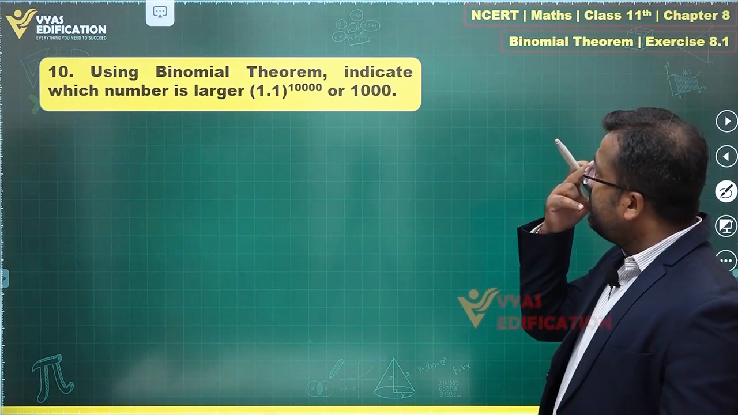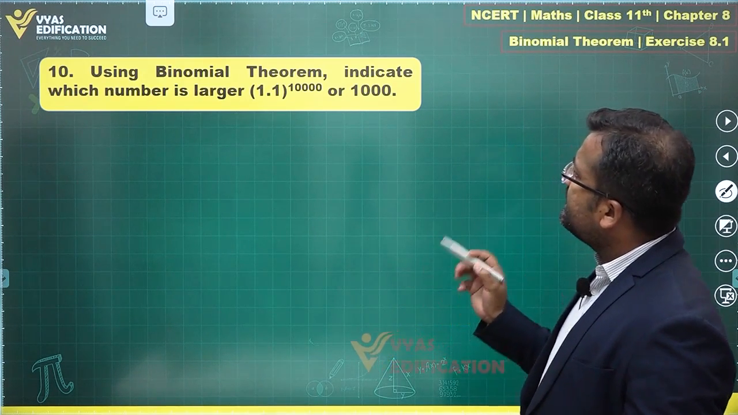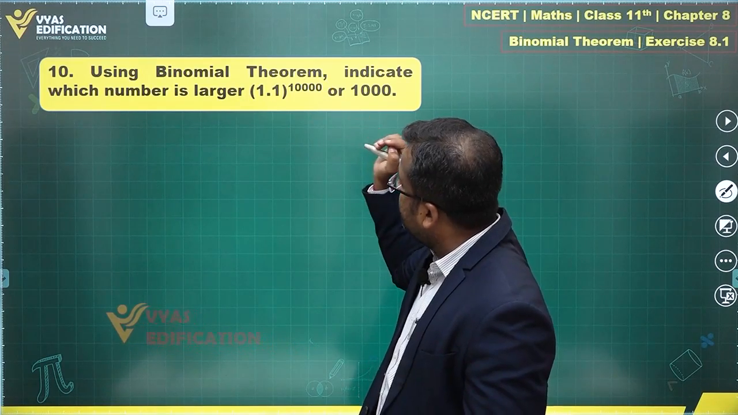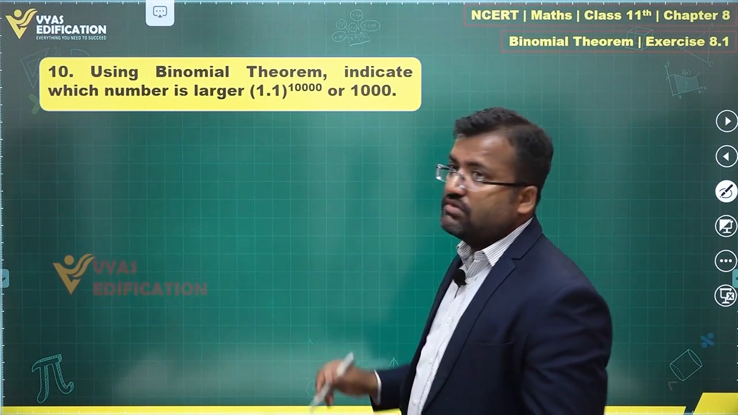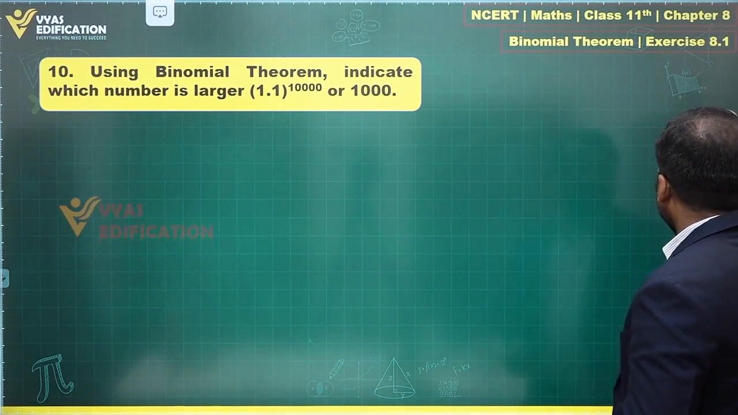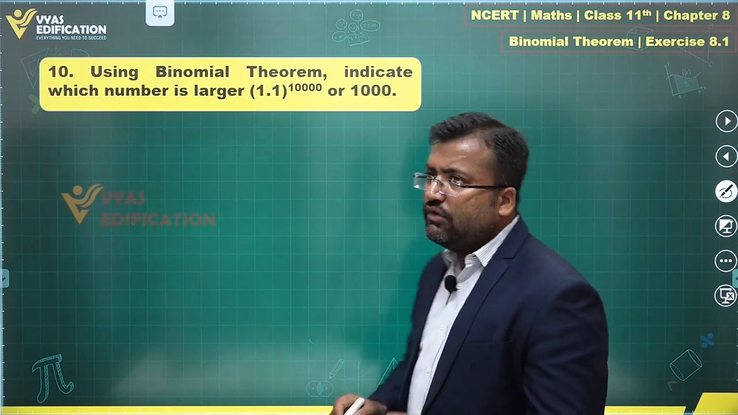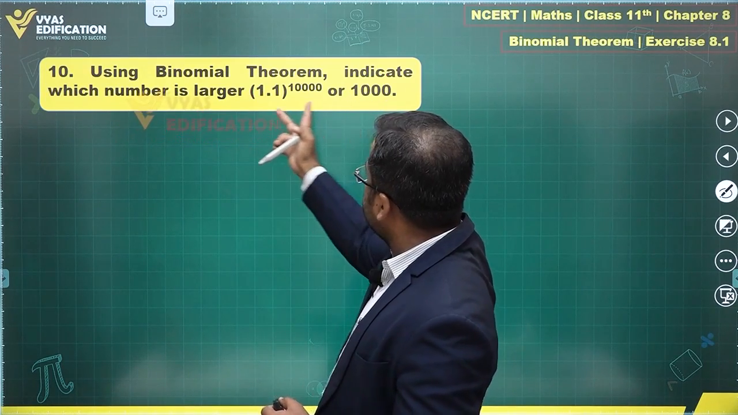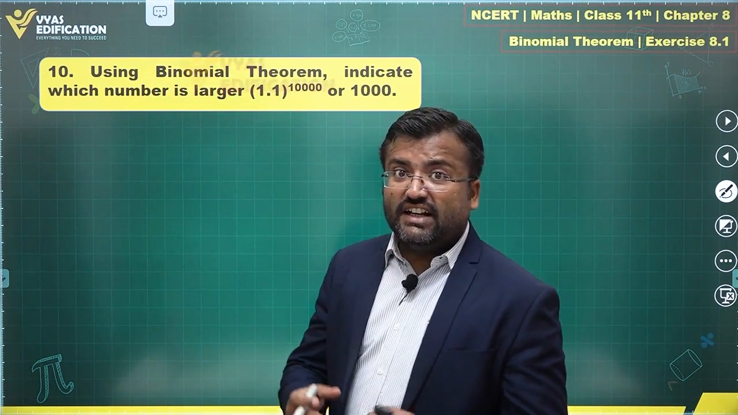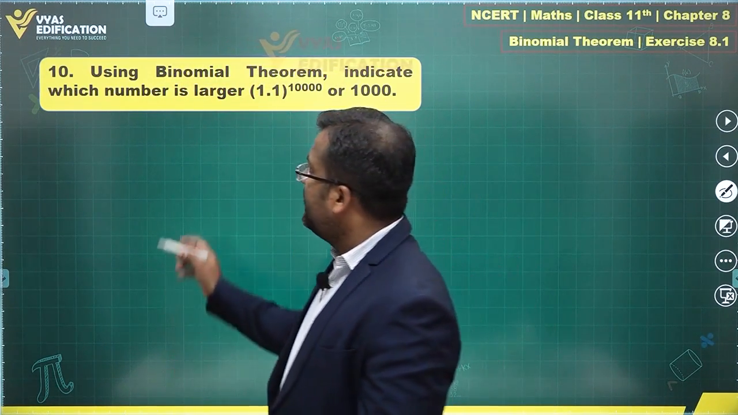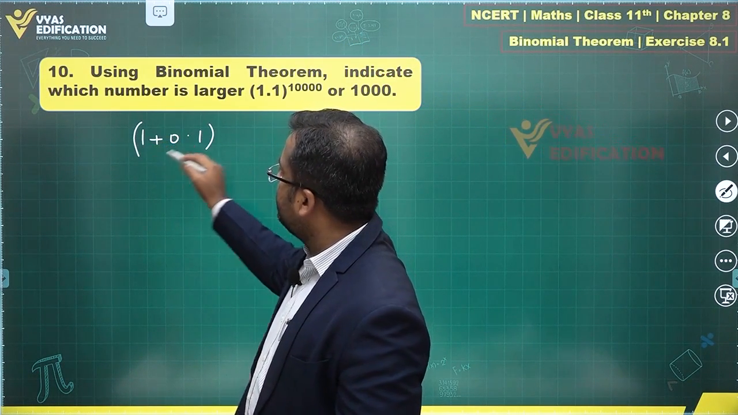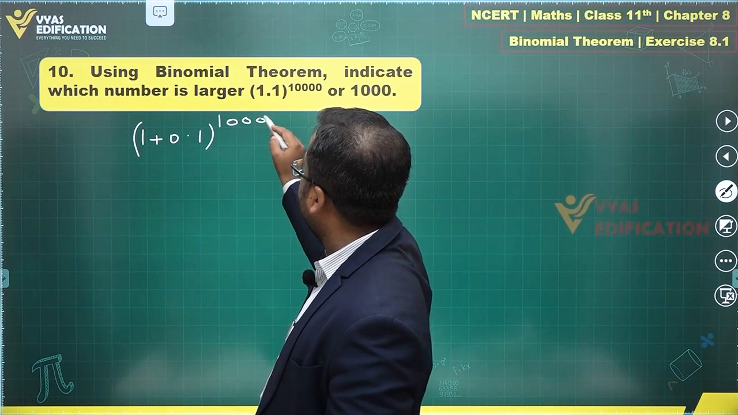The question says, using binomial theorem, indicate which number is larger. Okay, so you have 1.1 raised to 10,000 or 1000. Which number is larger? Now, how do we use binomial theorem for this? This expression is pretty simple, but this expression is complicated. Can I write it in the form of a binomial power, something nice? This can be written as 1 plus 0.1 raised to power 10,000.